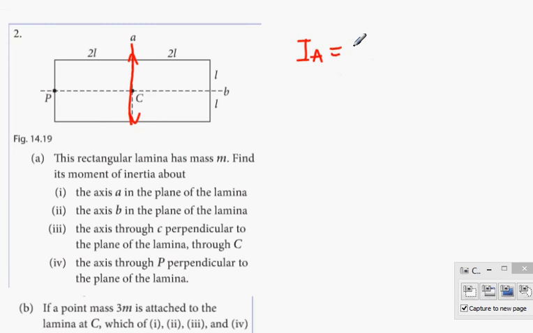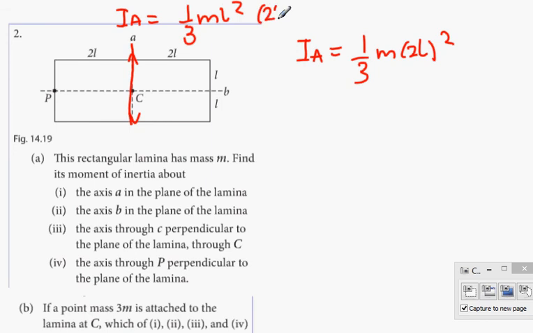IA should be a third m bracket 2L squared. Now the reason I know this is I look into my tables, and it tells me that the moment of inertia about a plane is a third ml squared. That's for a length of 2L. This is a length of 4L. That means I have to double the L value to 2L. So now my answer is going to be 4 over 3 ml squared.